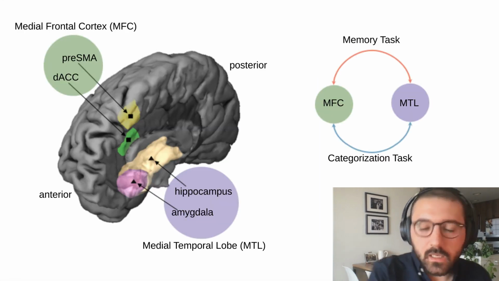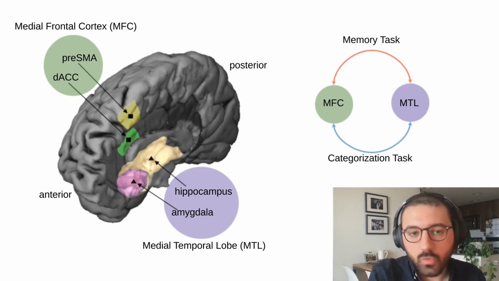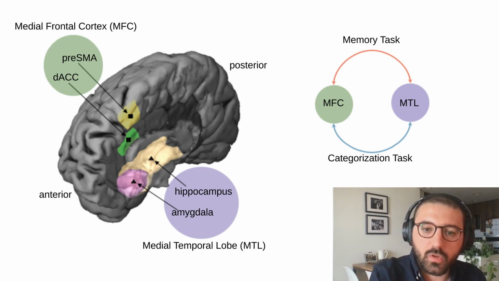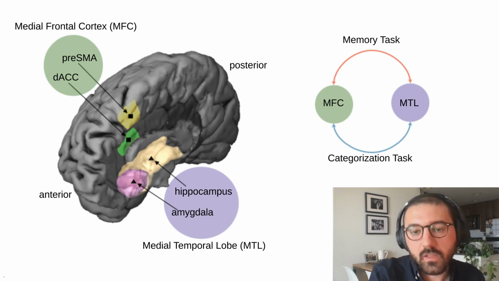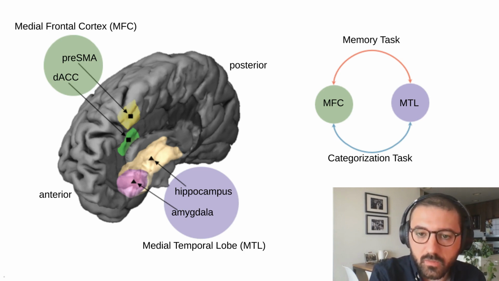So in this particular task, we're recording from these two large structures in the brain, medial frontal cortex and the medial temporal lobe. We are very interested in the communication and the degree to which activity in these two areas is synchronized during the memory task and during the categorization task.